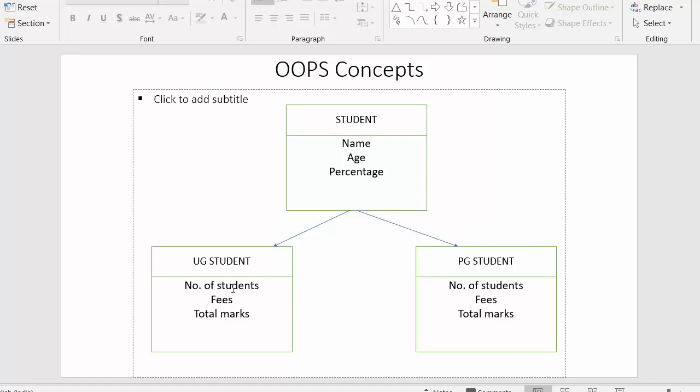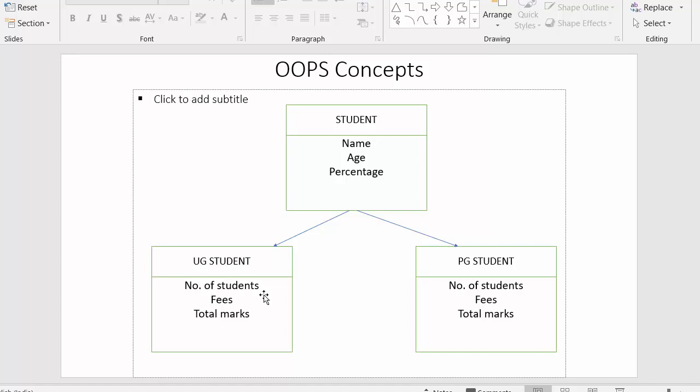As you can see in this diagram, since these three attributes are common to a student, whether it is a UG student, a PG student or a normal student, I have not written these three data members in the UG student class and the PG student class. I have only written these three attributes in the student class, and from this student class I'm inheriting these attributes in the UG class and the PG class. Here in the UG class I have declared only those data members which are specific to UG students.